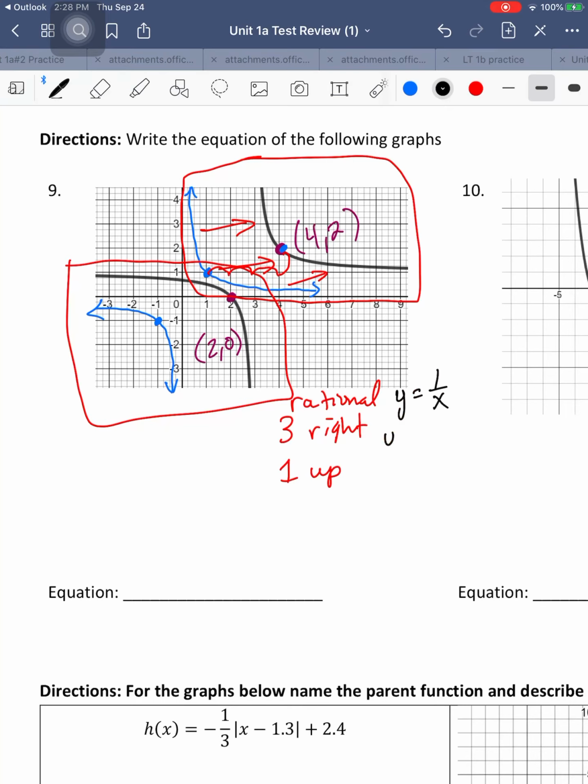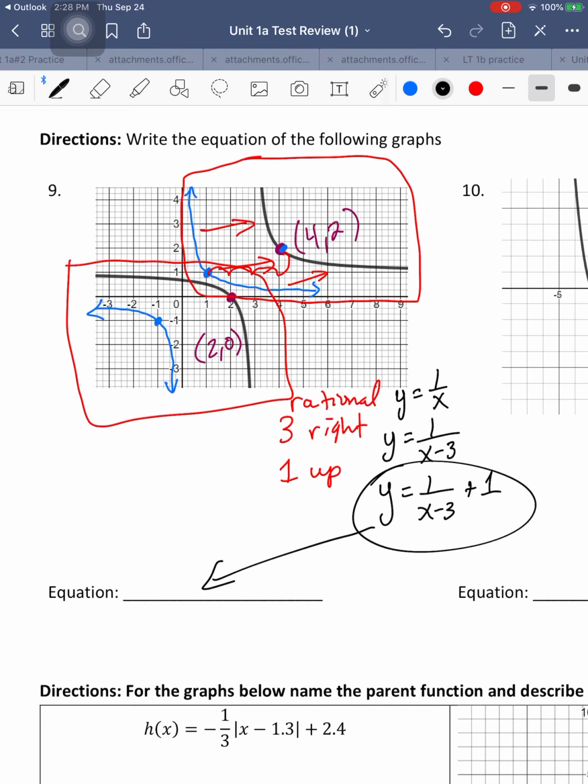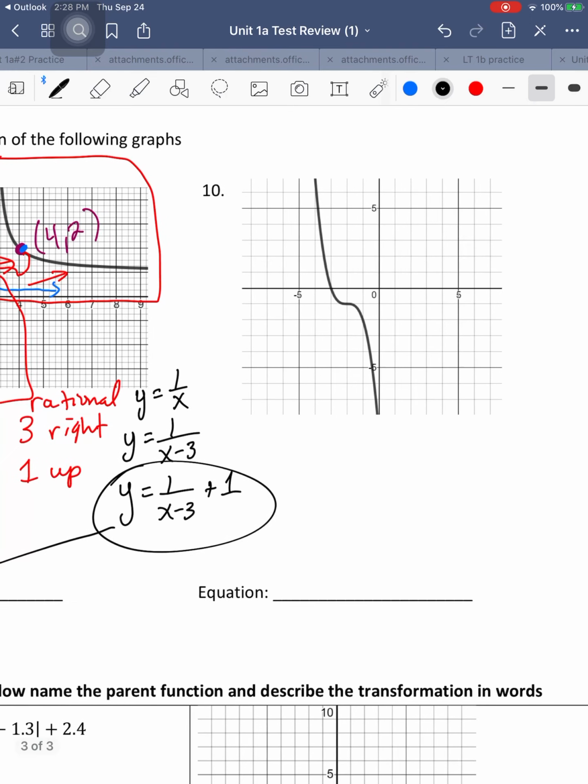So y equals 1 over x. Right means you're incorporating that with the x underneath. And right is opposite of what you think, so it's x minus 3. And then up means plus 1 on the outside. And there's your equation.